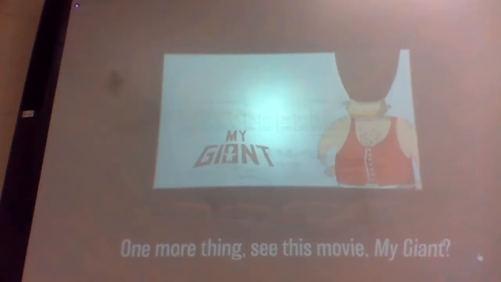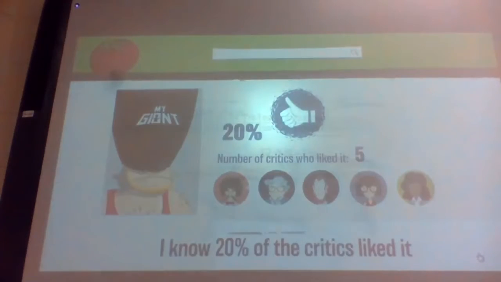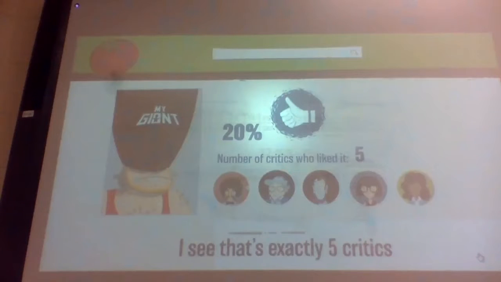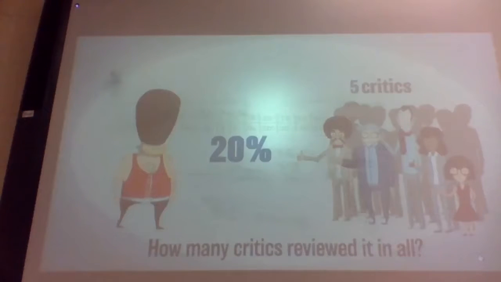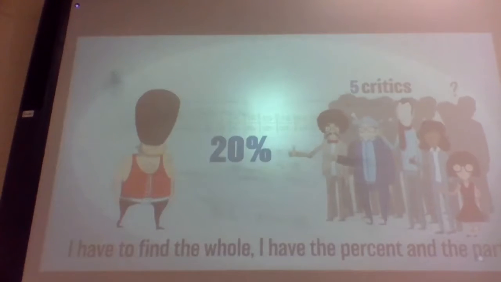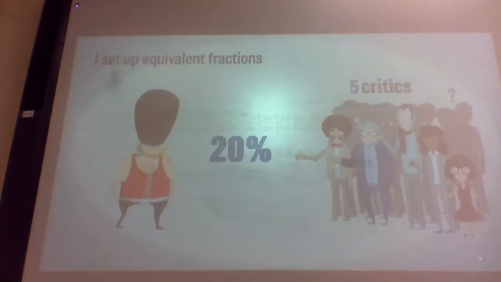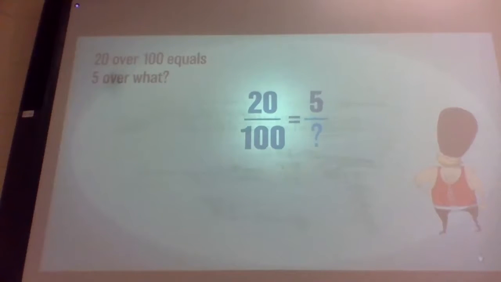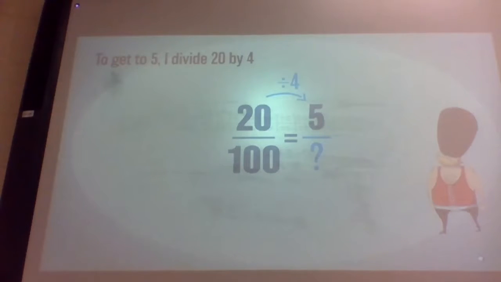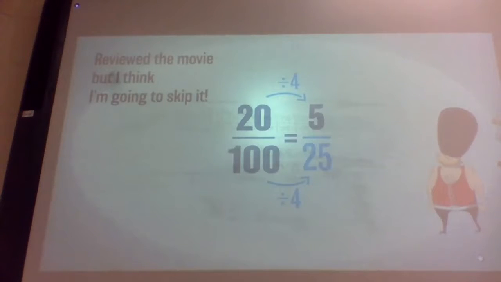One more thing, see this movie, My Giant. I know 20% of the critics liked it. That's exactly 5 critics who enjoyed the movie from start to finish. How many critics? If you didn't know, I have to find the whole from the percent and the part. I set up equivalent fractions: 20 over 100 equals 5 over what? To get the 5, I divide 20 by 4. Then divide 100 by 4. That means in all, 25 critics reviewed the movie.